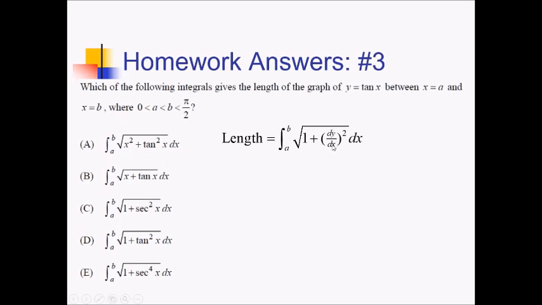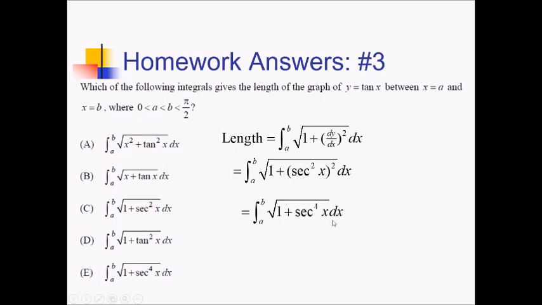For dy over dx, I need the derivative of tan of x, which is secant squared of x. And now that is actually being squared itself, so the secant squared is being squared. And that doesn't quite match anything I have here, but if I square this secant squared, I have 1 plus secant to the fourth power of x. And now that's going to match answer choice E.